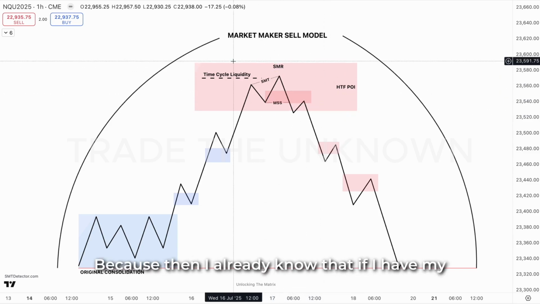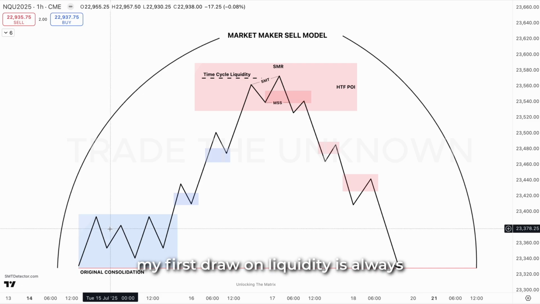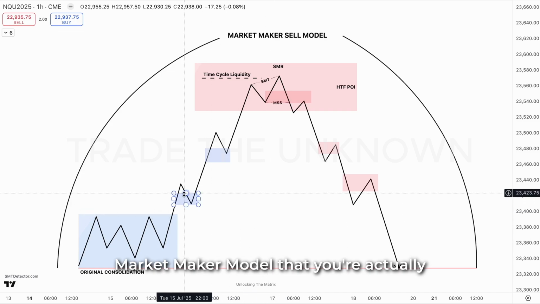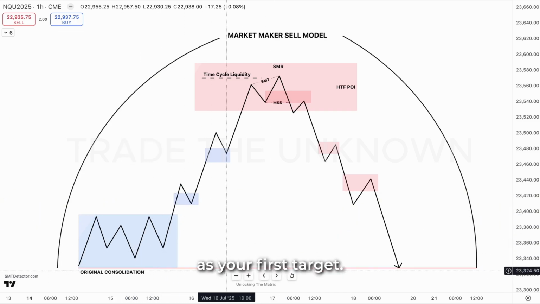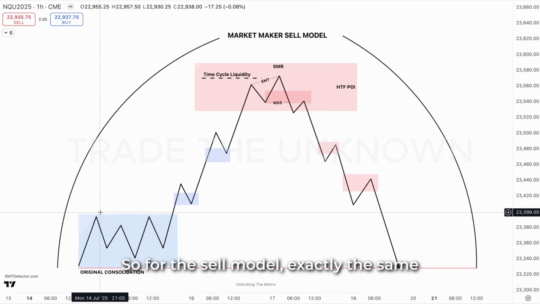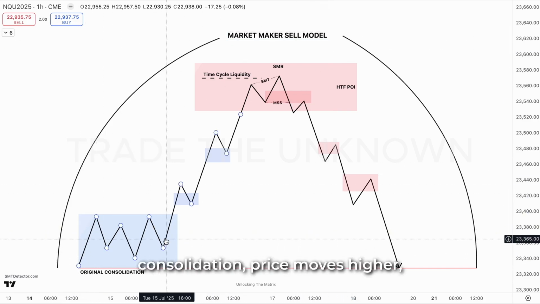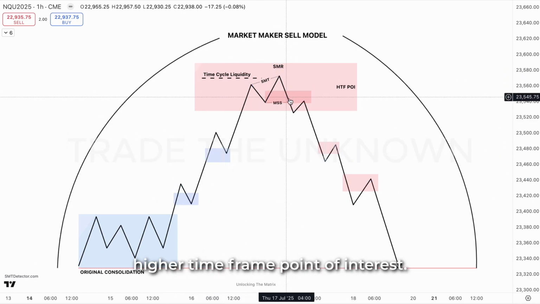Because then I already know that if I have my point of interest here, my first draw on liquidity is always going to be original consolidation low. So depending on the market maker model that you're actually trading, it's always going to be original consolidation as your first target. So for the sell model, exactly the same thing, where we have our consolidation, price moves higher, retraces higher, retraces, and then finally reaches our higher time frame point of interest.